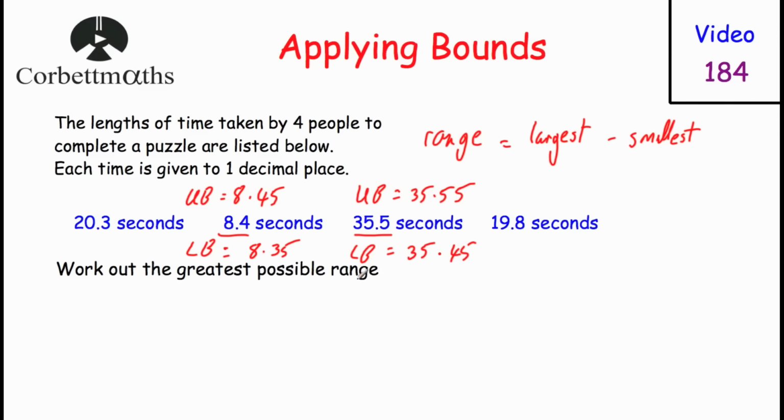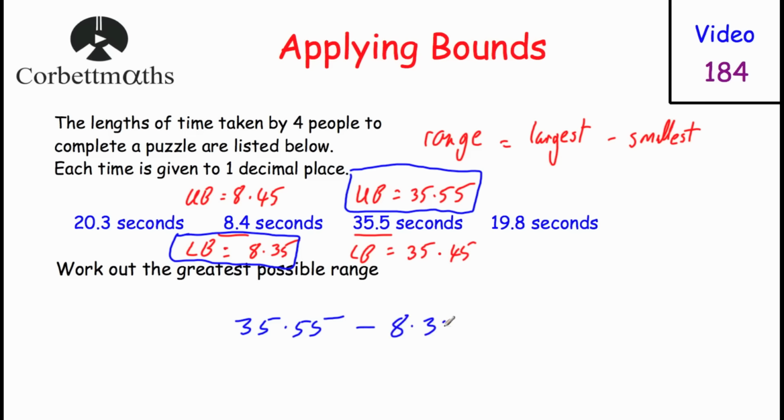Now we want to work out the greatest possible range. That's going to be found by using the greatest possible value for the largest value, and the smallest possible value for the smallest value, because when we take them away we get the biggest possible answer. So we're going to use the upper bound for the largest value and the lower bound for the smallest value. So we're going to do 35.55 seconds take away 8.35 seconds, and you get 27.2 seconds.